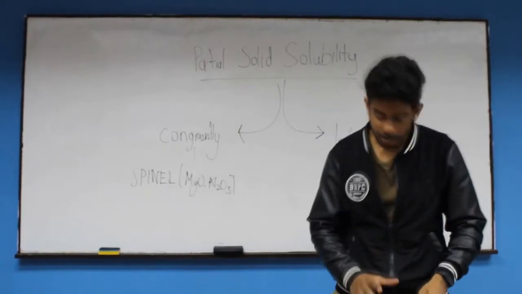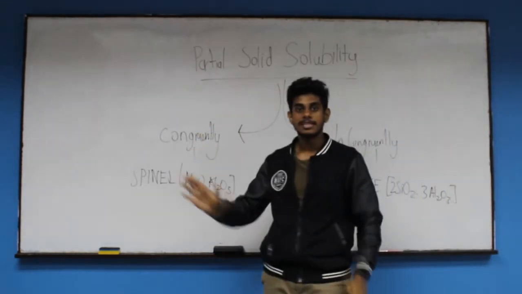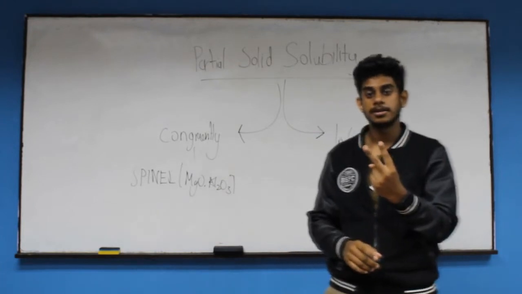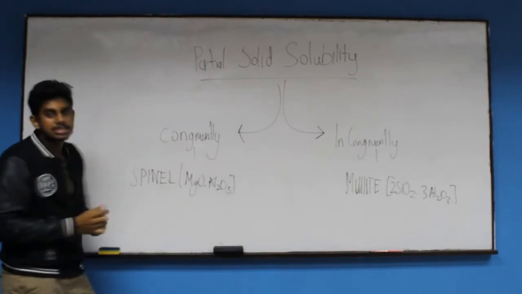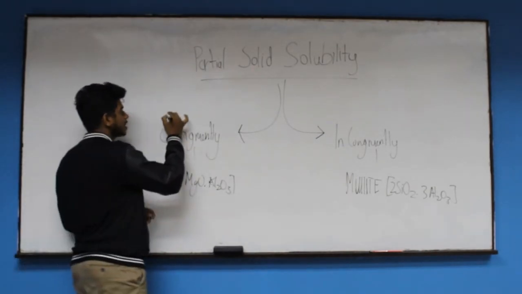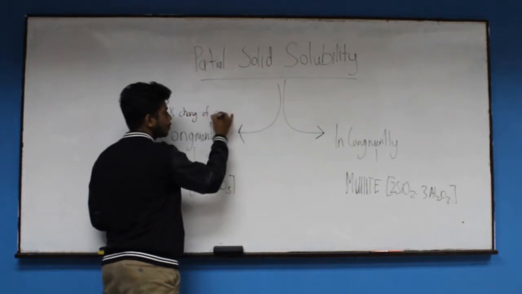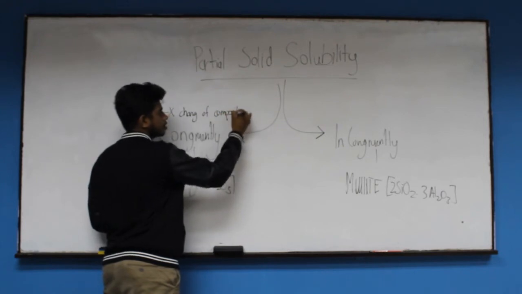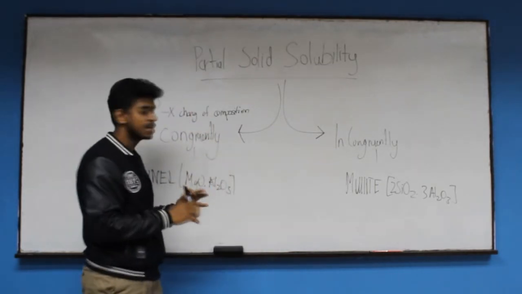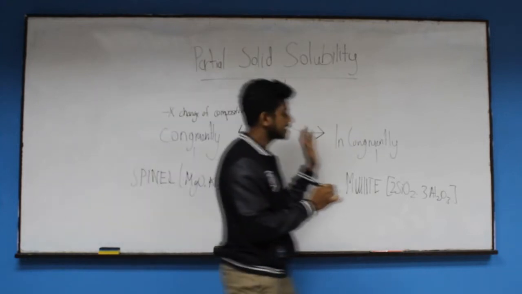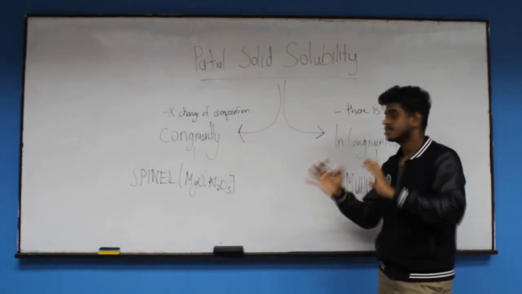Now I'm going to explain congruent and incongruent melting. As you can see, with partial solid solubility, they melt the compound in two different manners: one is congruently and one is incongruently. But what do congruently and incongruently really mean? Congruently means that there is no change of composition. Through the phase diagram, you can see there is no change of composition at the fixed point. Meanwhile, in incongruent melting, there is. So basically, they are exactly opposite.